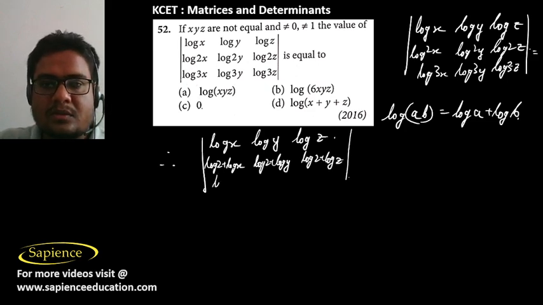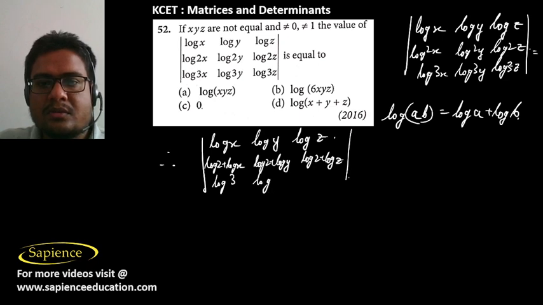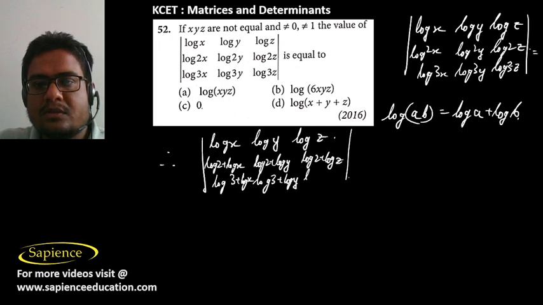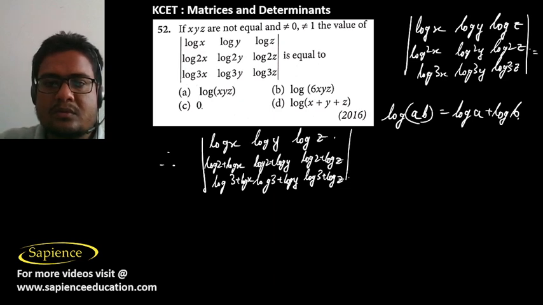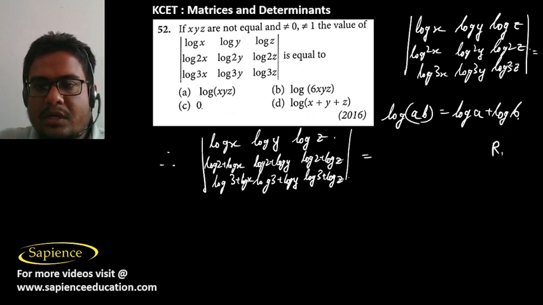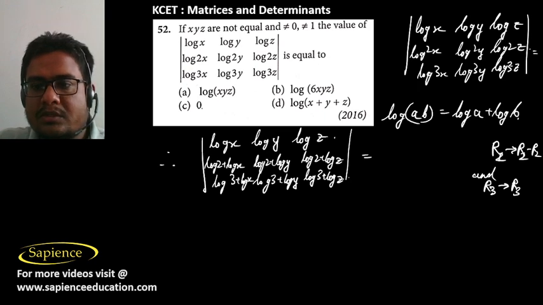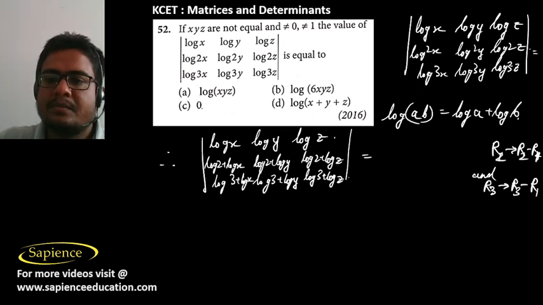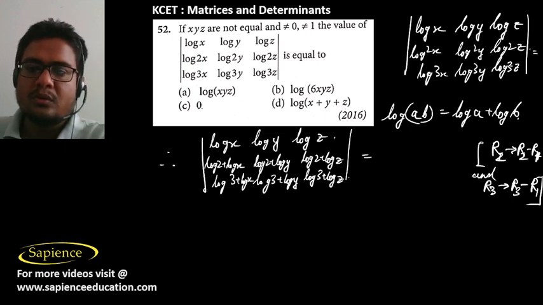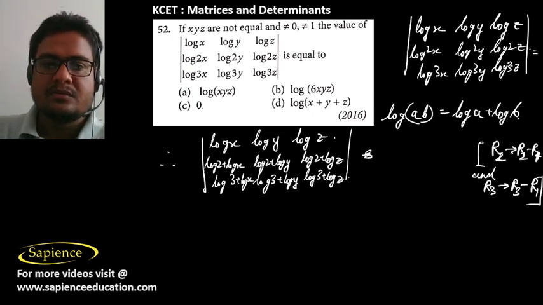And this is log 3 plus log x, plus log 3 plus log y, and this is also log 3 plus log z. So now if we do R2 goes to R2 minus R1, and R3 also goes to R3 minus R1. If we apply these row operations, then we will have this.